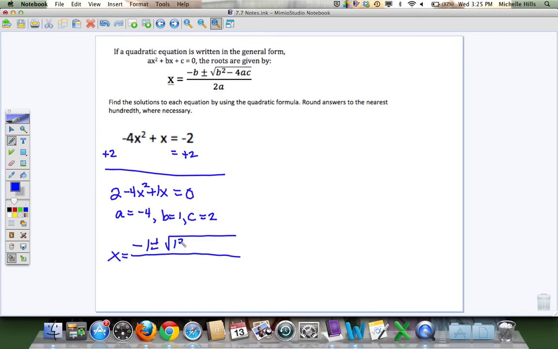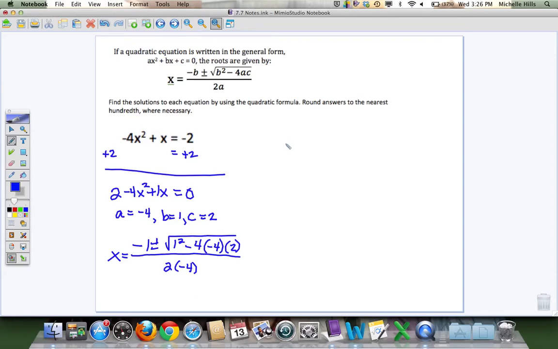In this step, only substitute. Do not calculate anything. And when we did notes in class over this, I said that at least 5 times in every class period. Do not do anything but substitute in this step. The only thing you kind of do is the opposite of b, when I write it in as negative 1. And then this says to take minus 4 times a times c, so minus 4 times a, which is negative 4, times c, which is 2. All over, it says 2 times a, so 2 times negative 4, since a equals negative 4.